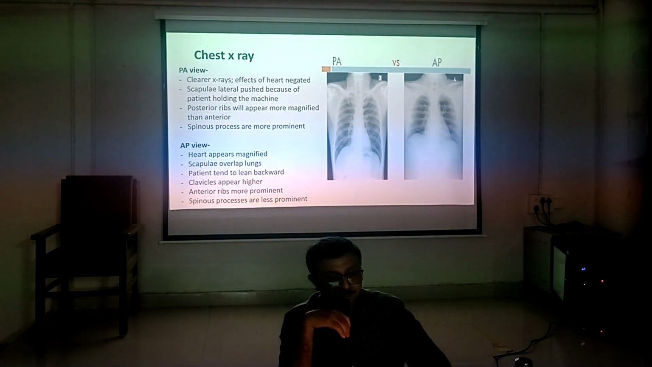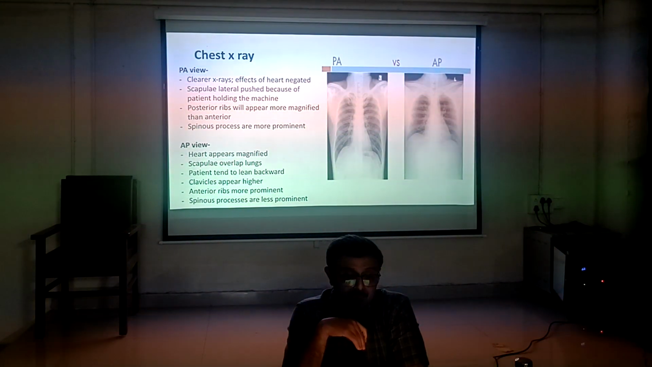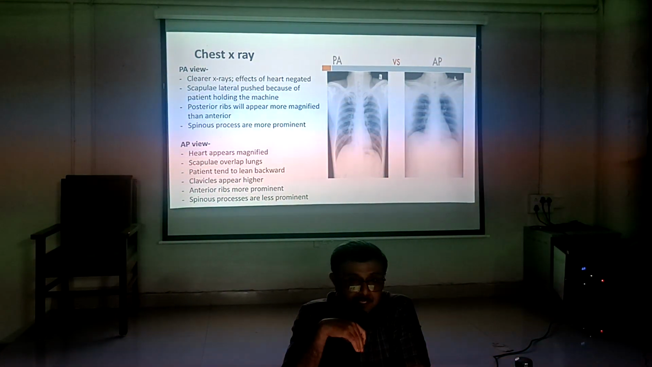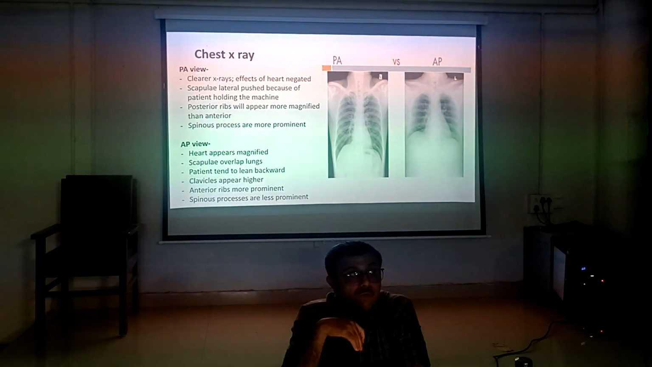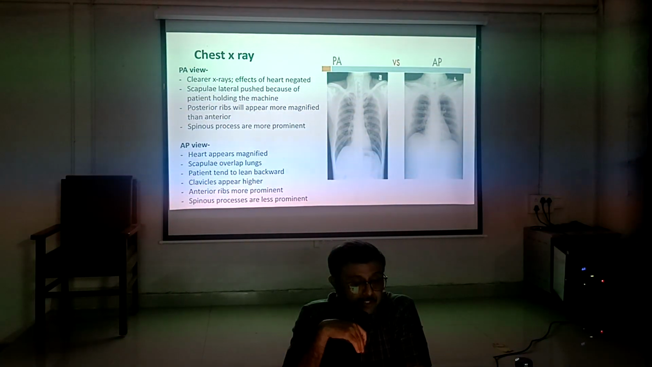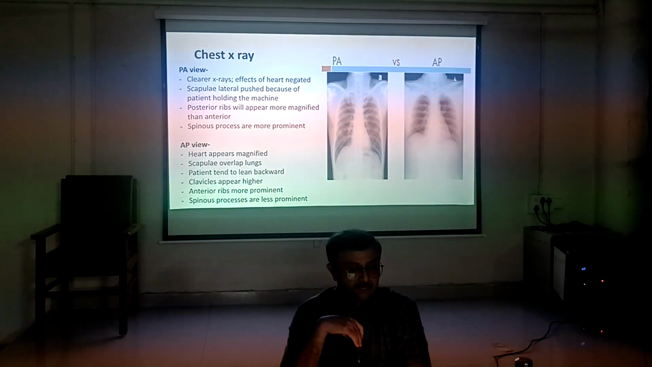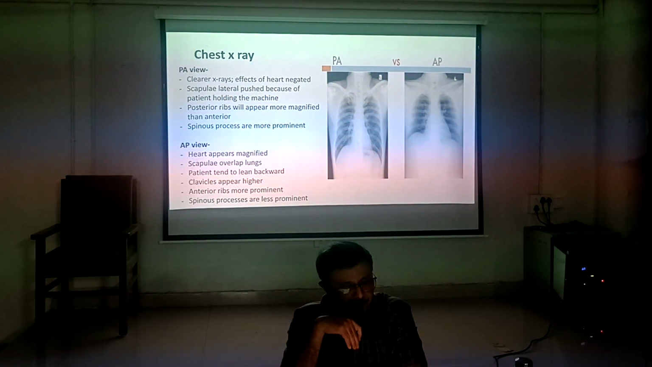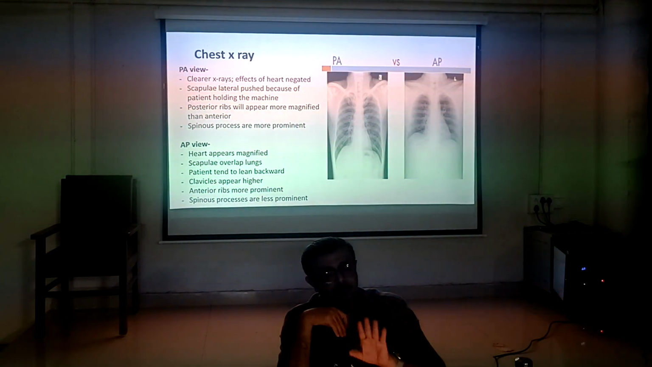Lamps in lines. AP view, anteroposterior view. So the heart appears magnified, scapulae overlap the lung. The patient tends to lean backward, the clavicle appears higher. Anterior ribs are more prominent and spinous processes are less prominent.